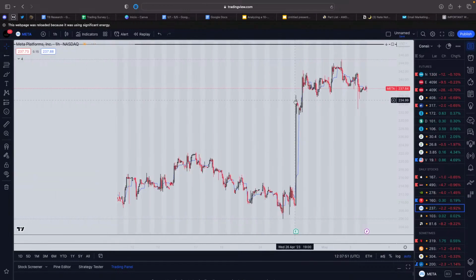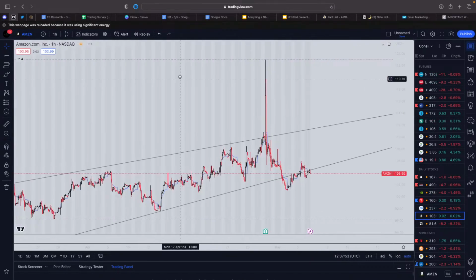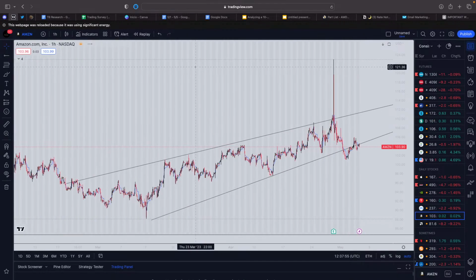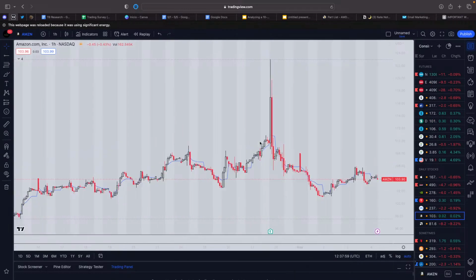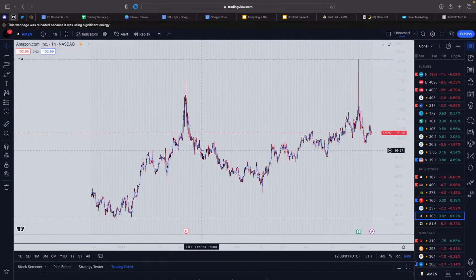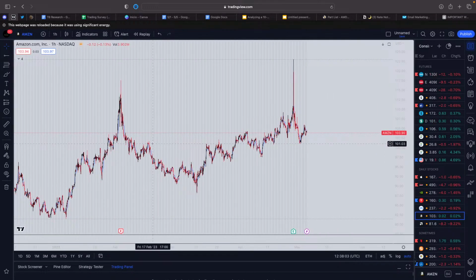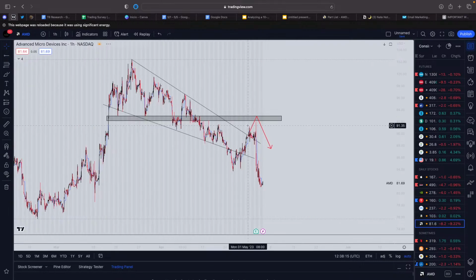Let's go on to Meta. Is not something I'm interested in. Let's go on to possibly Amazon. Amazon doesn't look too fresh either. A lot of staircasing. You do have this low here that we may try and bounce off of if we do end up selling off to this 101. But other than that, not really much there.